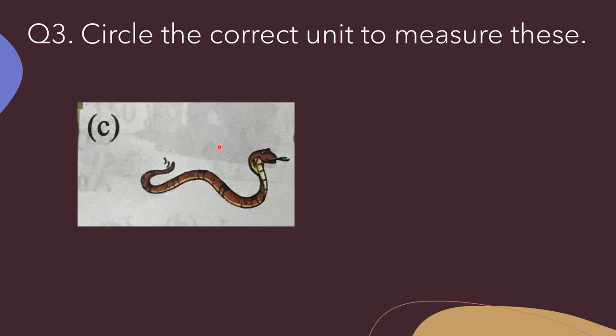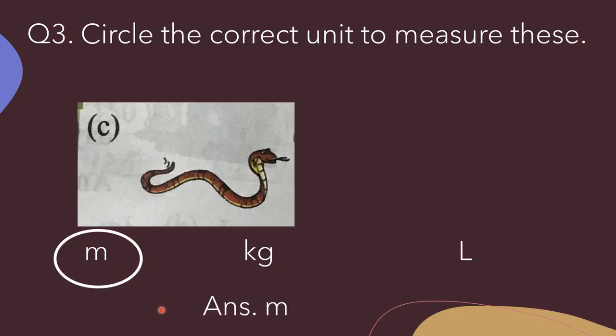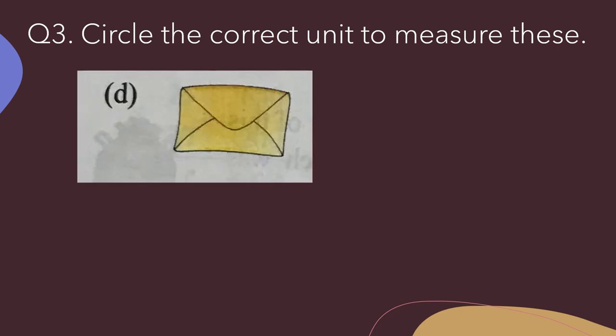C part. Here we have a snake. है ना, यहाँ पे हमें एक snake दिया हुआ है. Okay, now we have to find out the correct unit to measure it. Meters, kilograms और liters. So बेटा snake जो है इसकी हम length measure कर सकते हैं. Okay, so length को measure करने के लिए which unit we can use? That is meters. So we will circle meters. Understood beta? Here we will write answer m. M for meters.